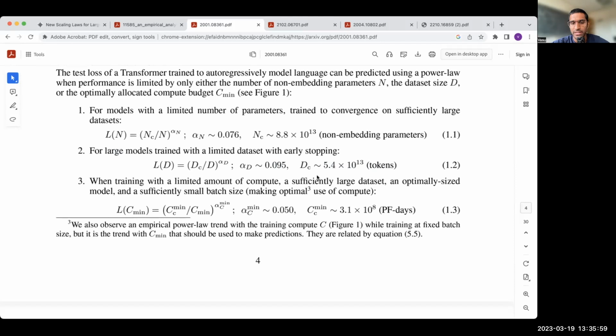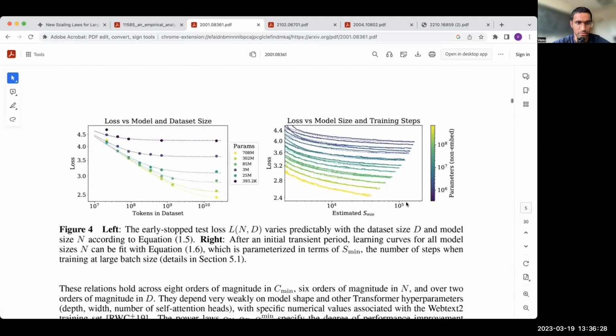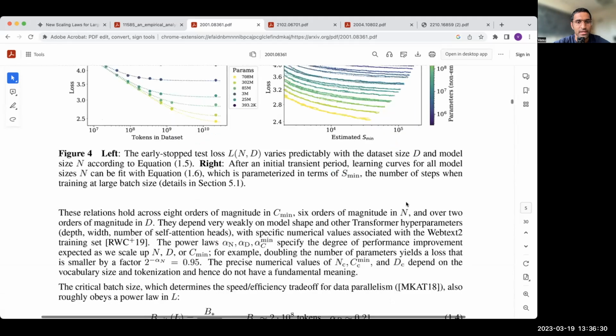One more quantity that they were looking at was basically limiting themselves by an amount of compute, with a very large data set and sort of optimally sized model, optimal based on this calculus up here. And they find the following very similar behavior. And just note that this is 10 to the power 8 petaflop days. Okay, so please Google that to know what sort of scales we're looking at here.